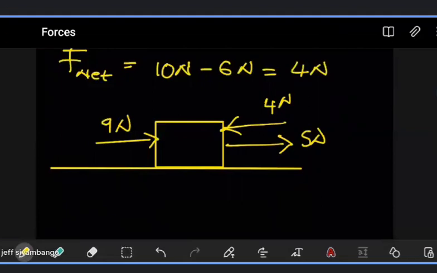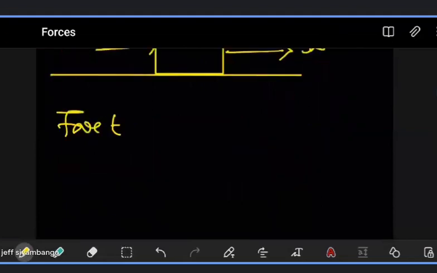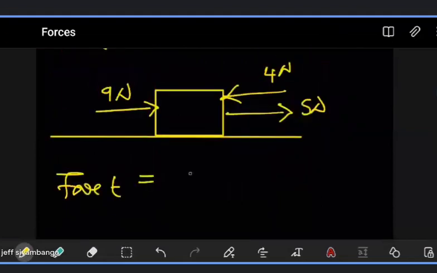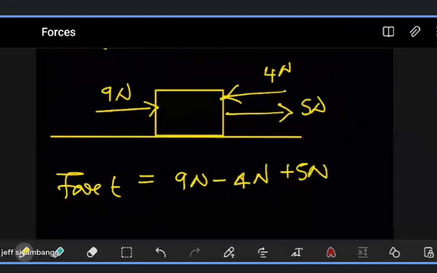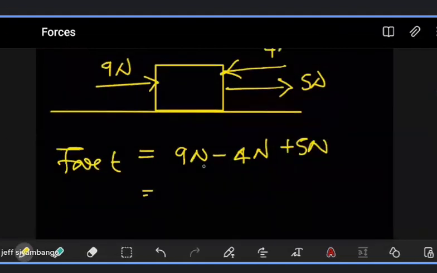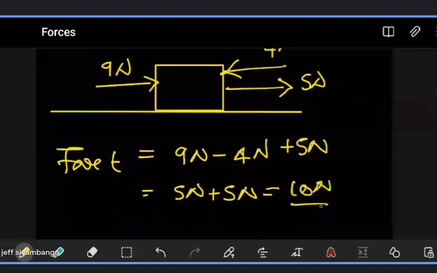So we can see that the net force here will just be equal to the 9 is to the right, so positive. The 4 is to the left, so I can say negative. The 5 is to the right, so positive here. And then when we add all these, this gives us 5 here. Then plus this 5, which was at the end, we get 10 newtons. So the resultant force will be to the right. So this is how we approach the concept of net force.